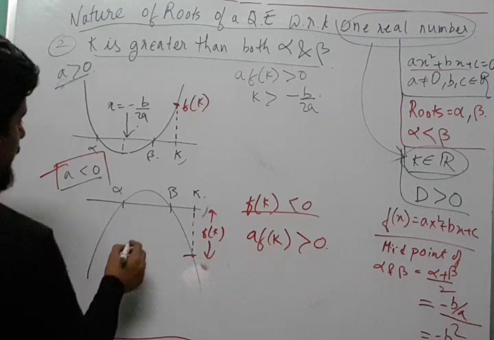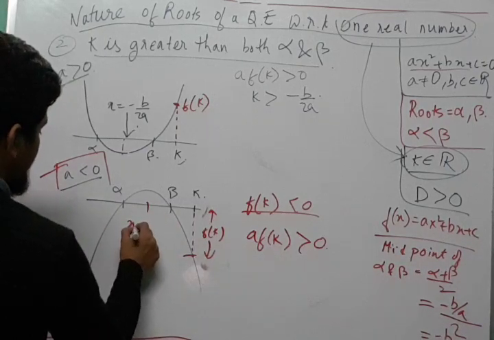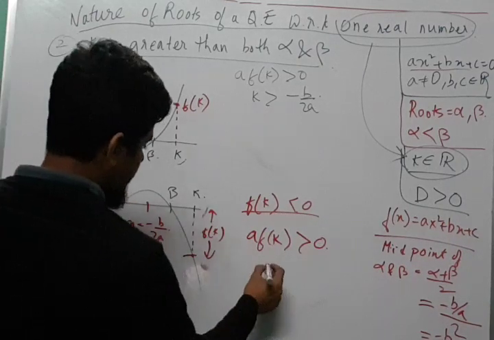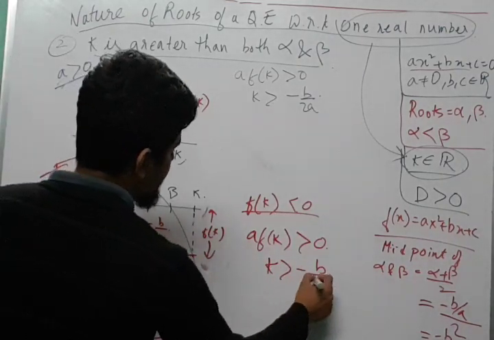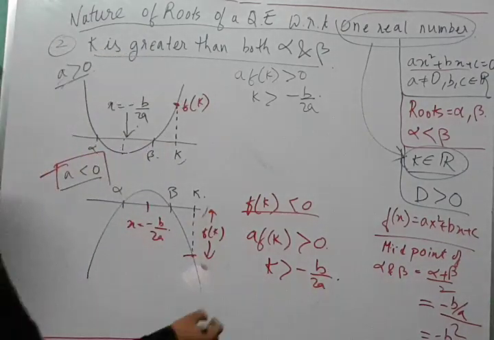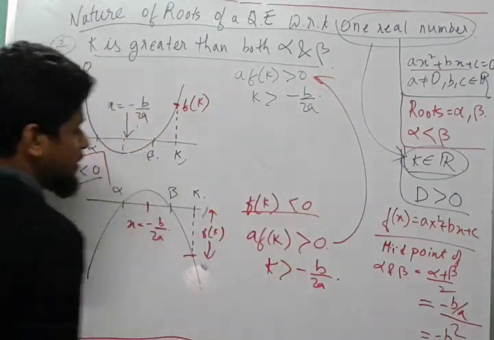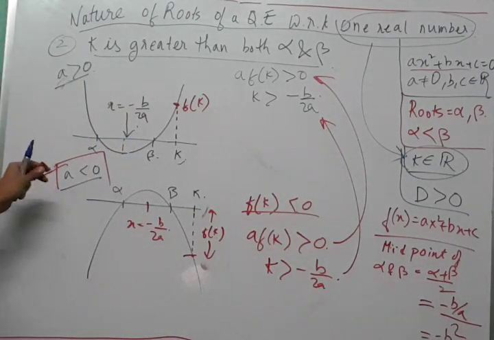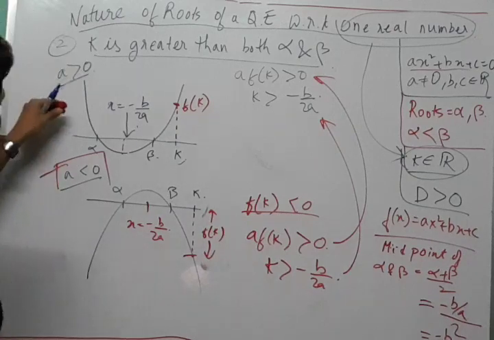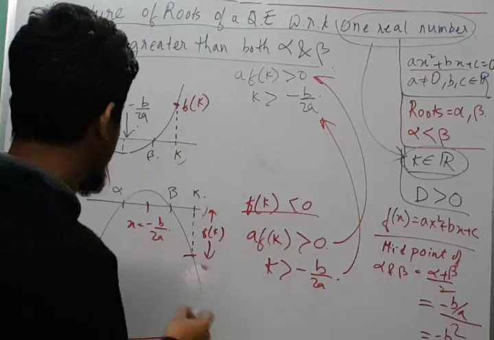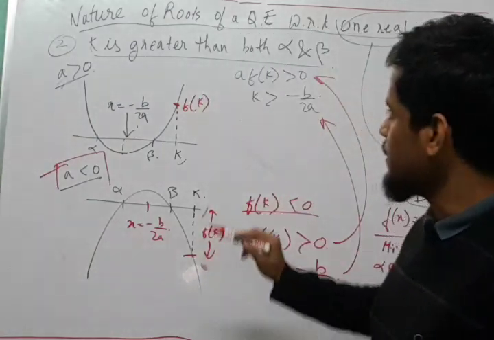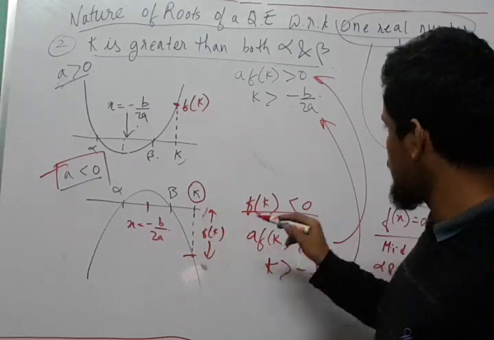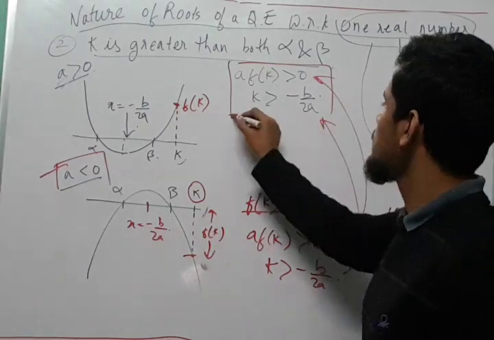And also another condition that we'll find out is that if this is the point x equal to minus b by twice a, as we have already found previously, so here we'll get that k is greater than minus b by twice a. So as you can see, this condition is there and this condition is also there. So it does not matter what is the value of a, or what is the range of a, whether a is greater than 0 or a is less than 0. Irrespective of that, if there is a real number k which is greater than both the roots alpha and beta, in that case this condition is satisfied.